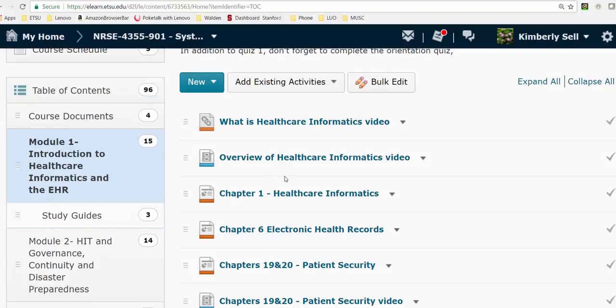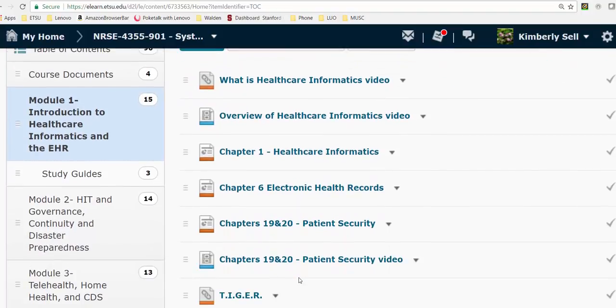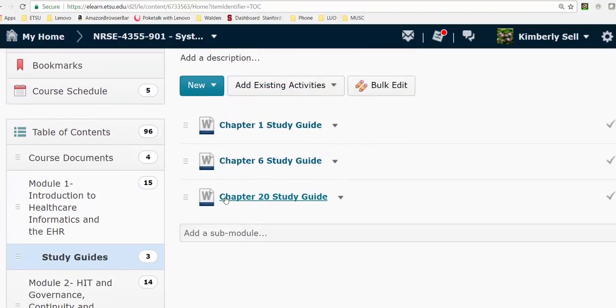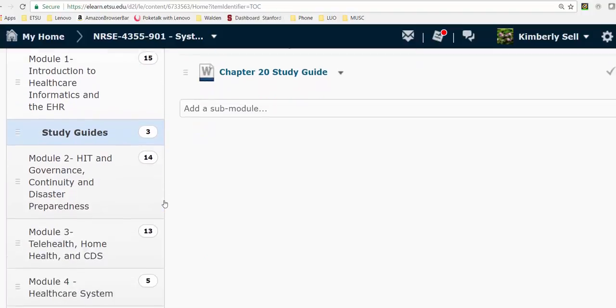Module 1, you're going to see several things here. You have videos. You have another video here. You have a PowerPoint that goes along with the video. So you have videos to watch where there's a small lecture. And you also have PowerPoints to go along with that so that you can use those if you want to. And one thing I want to mention is there's also study guides for the quizzes. So here are some study guides if you feel like you need them.